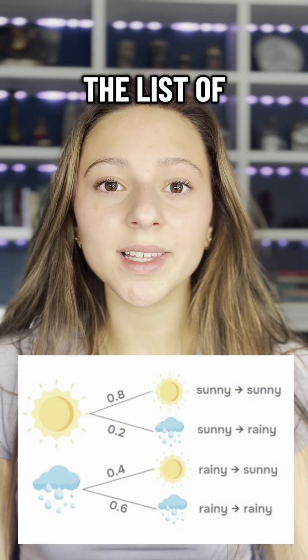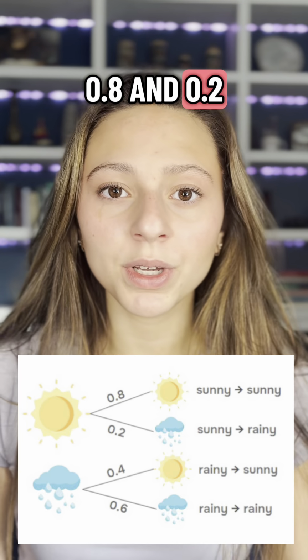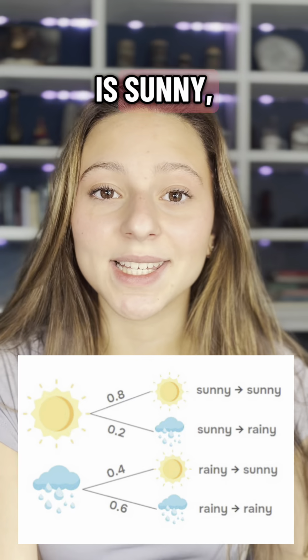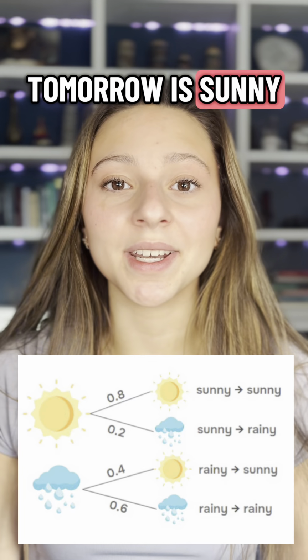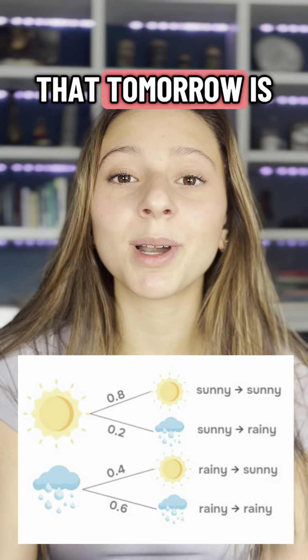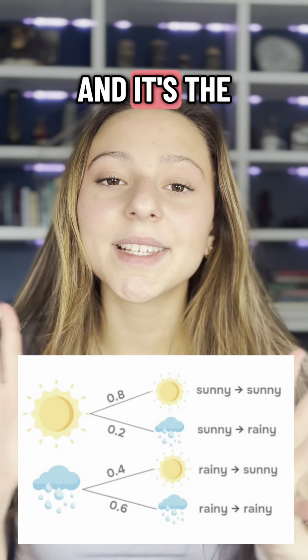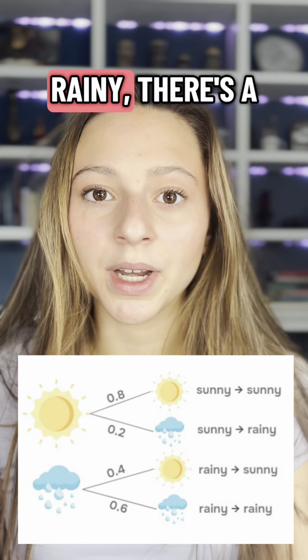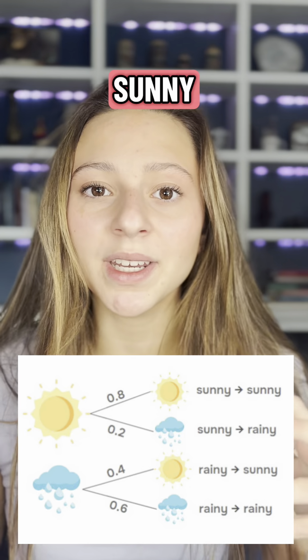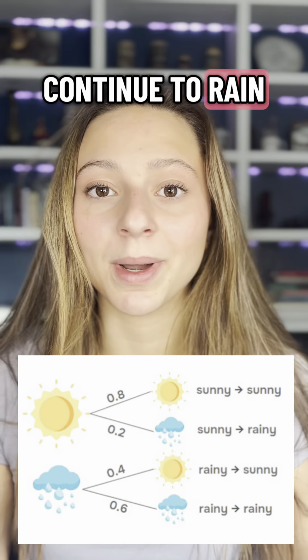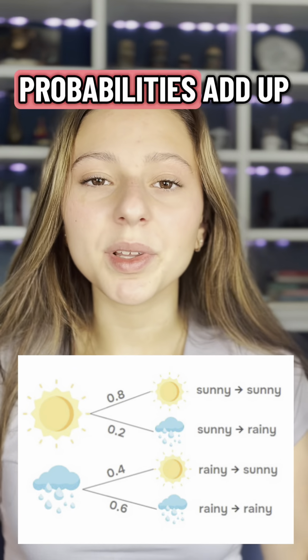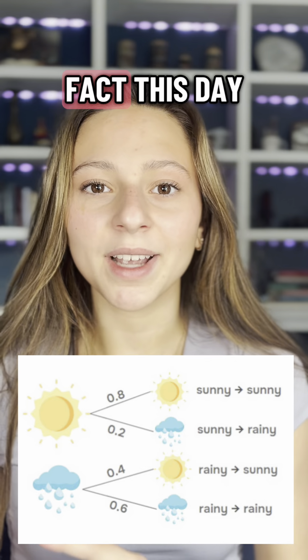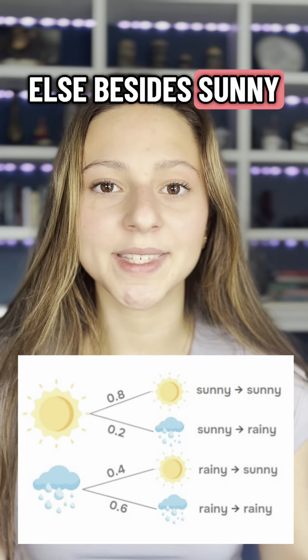For the key sunny, the list of 0.8 and 0.2 means that if the current state is sunny, the probability that tomorrow is sunny is 80%, and the probability that tomorrow is rainy is 20%. And it's the same logic for rainy. If today is rainy, there's a 40% chance tomorrow will be sunny, and a 60% chance it will continue to rain. Notice that in each list, the probabilities add up to 1, which reflects the fact that the state cannot be anything else besides sunny and rainy.